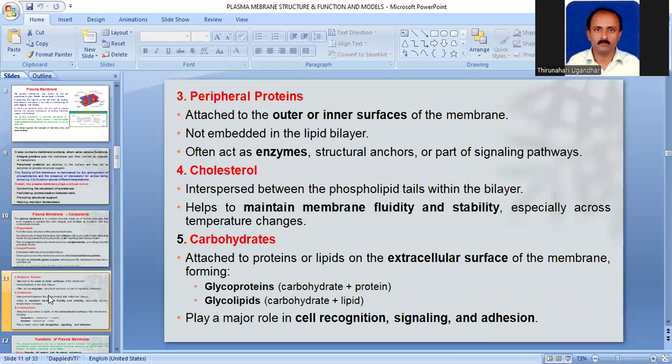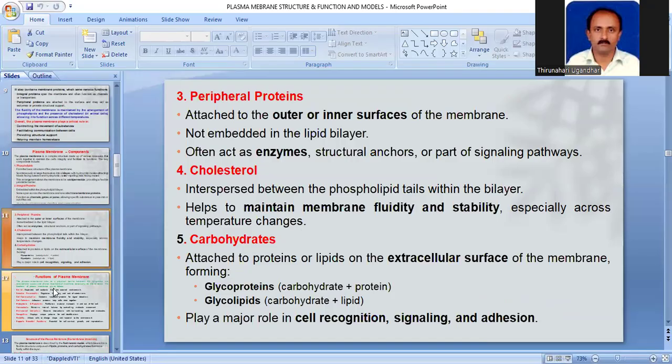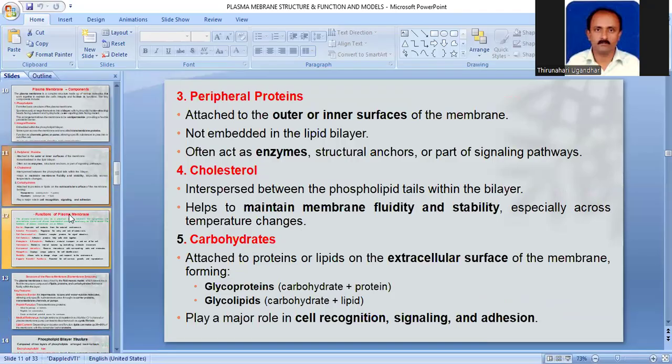The third type of component is called peripheral proteins. The fourth one is cholesterol, the fifth one carbohydrates. The peripheral proteins are attached to the outer or inner surface of the membrane, not embedded in the lipid layer, and often act as enzymes, structural anchors or part of the signaling pathways.